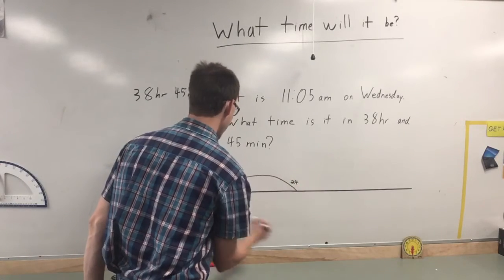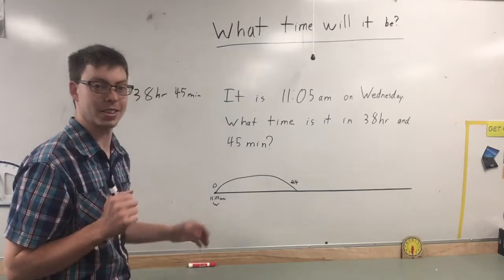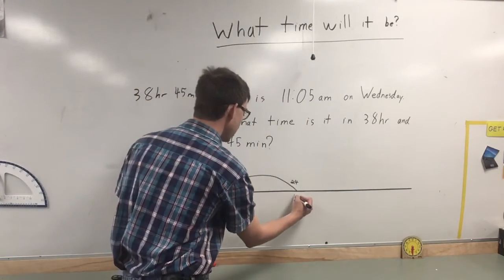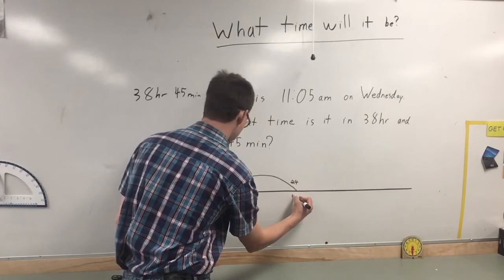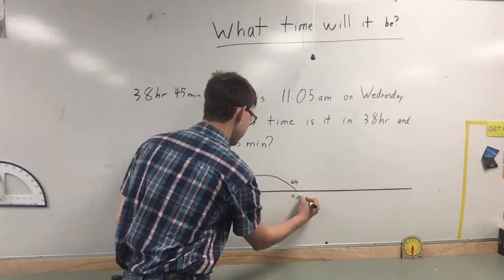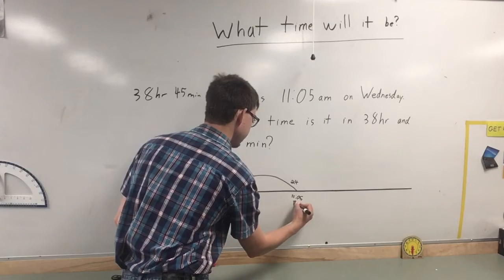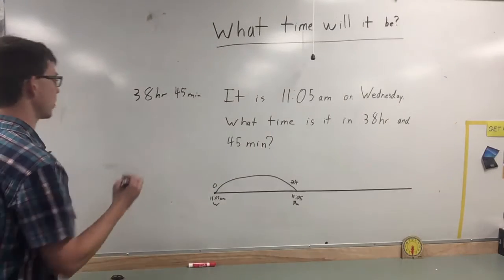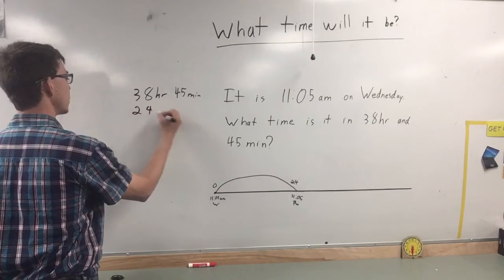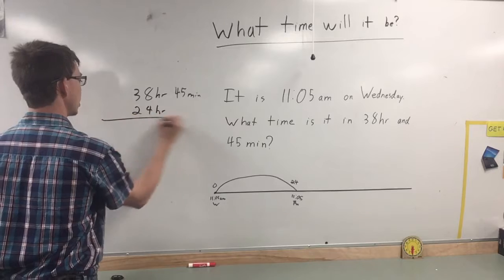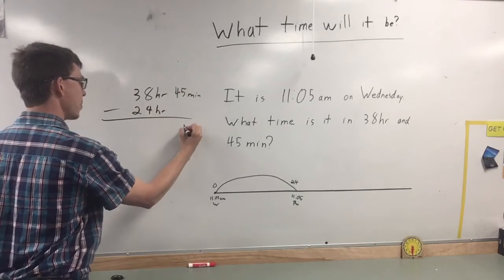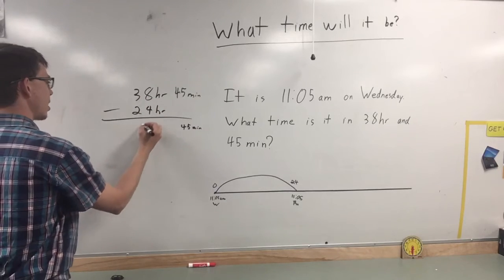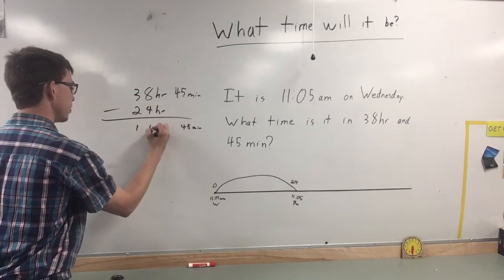I'm going to put that here. And on the bottom, it's going to be the same time as today, so that's pretty easy. Or as Wednesday at 11:05. So we're going to have 11:05 Thursday. Okay, excellent. So now I'm going to subtract it from here. 24 hours. Let's subtract that. I got 45 minutes still. And I got 14 hours left. Good.